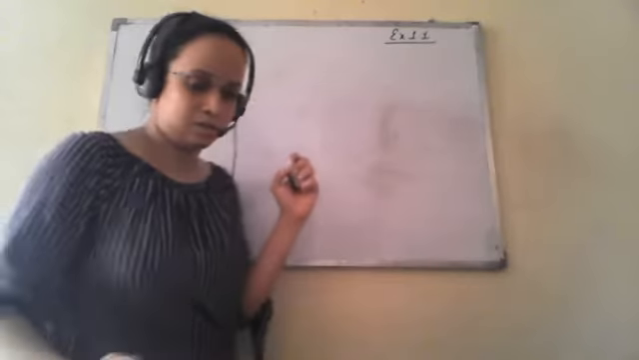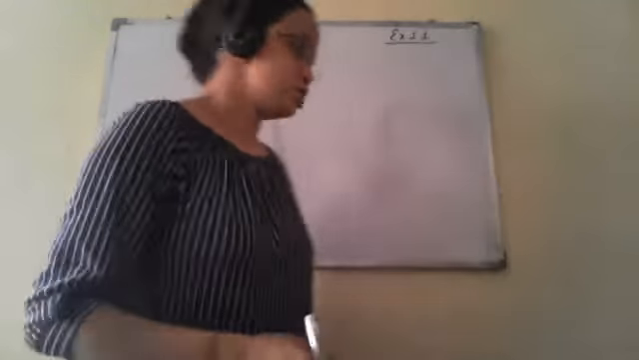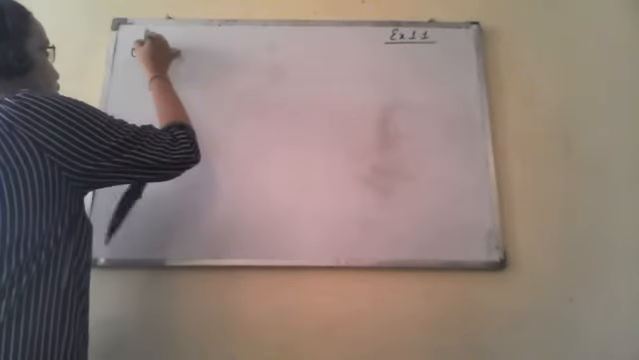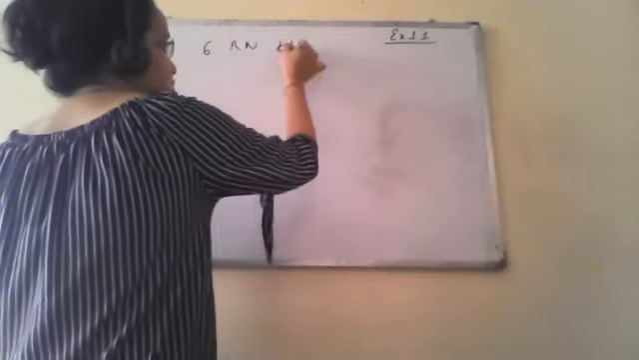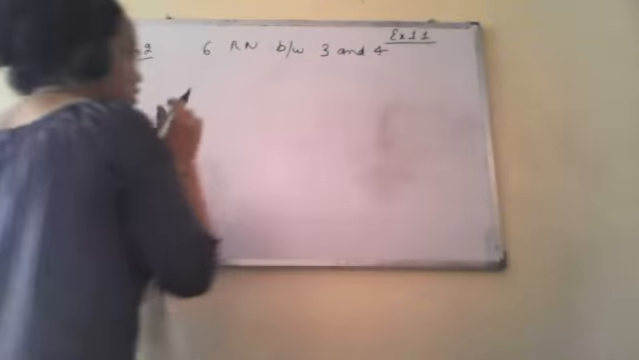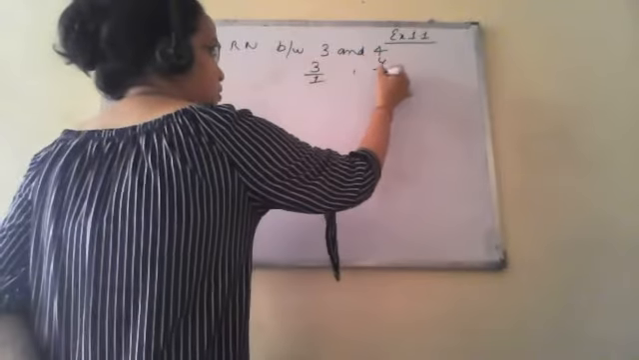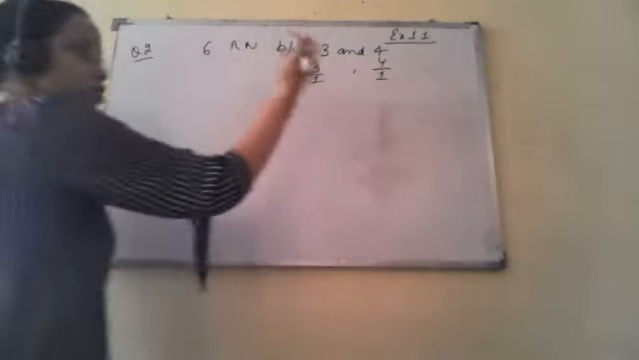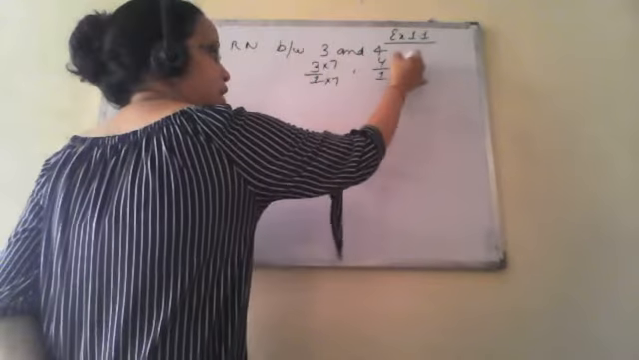Now next question. Find 6 rational numbers between 3 and 4. So question number 2. 6 rational numbers between 3 and 4. So this 3 can be written as 3 upon 1, and 4 as 4 upon 1. So these are 6. So we'll multiply by the next number, that is 7. So this is 7 and 7.